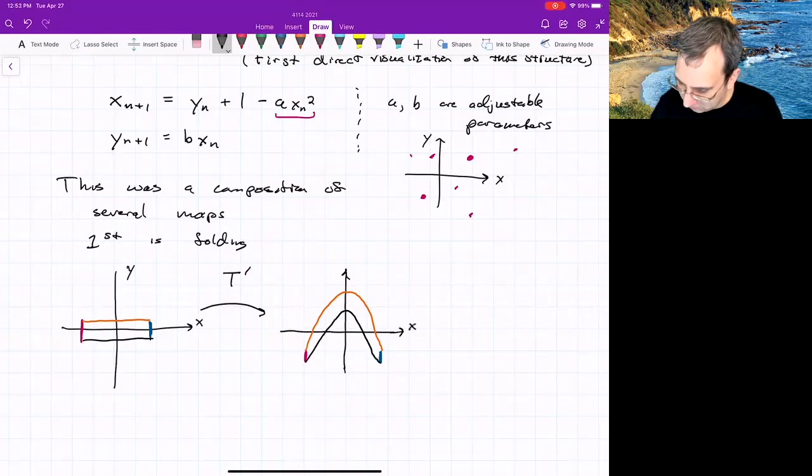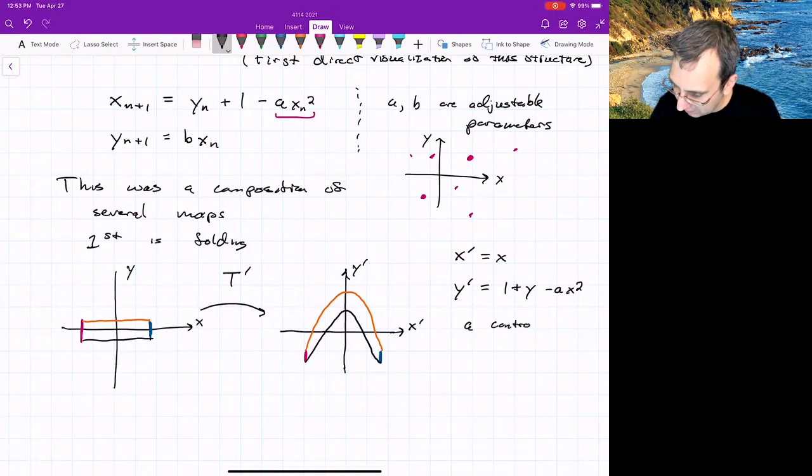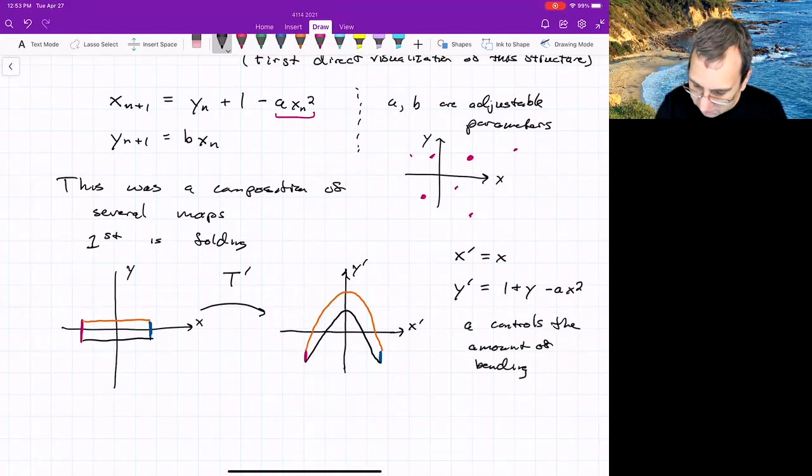We'll write these new coordinates as X prime, Y prime. They're not derivatives, they're just different coordinates. So the map T prime: X prime equals X, so X doesn't change. Y prime equals 1 plus Y minus AX squared. So A here controls the amount of bending. If we were to put parallel lines in here, constant X, well, they would stay lines of constant X.